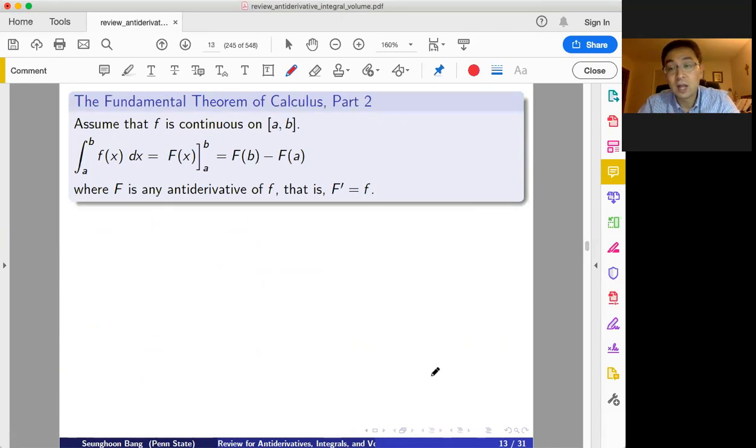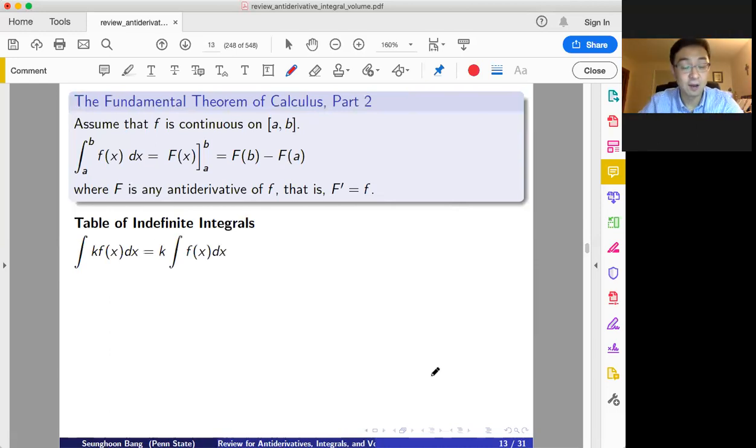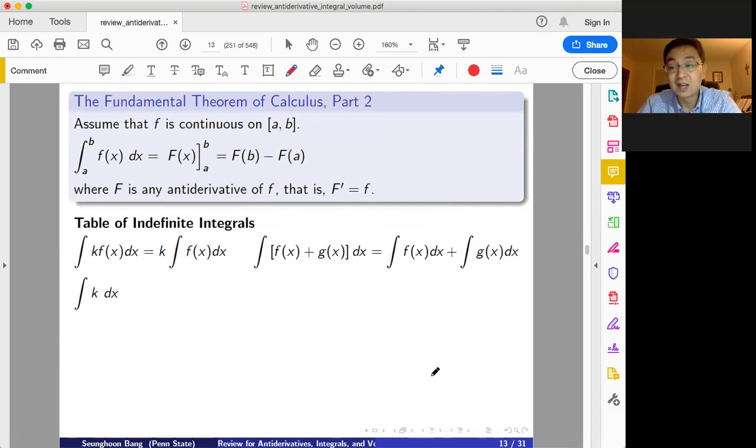So what does it mean? Capital F prime is little f. Table of indefinite integrals. You need to know this kind of thing. Integral of k f of x dx, take out k: k times integral f of x. Integral of f of x plus g of x dx, you can distribute: integral f of x dx plus integral g of x dx. What about integral k dx? Integral k dx is exactly kx plus c. So what does it mean? One example is integral 5 dx is 5x plus c.